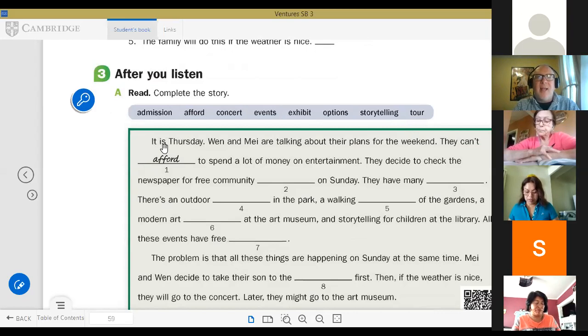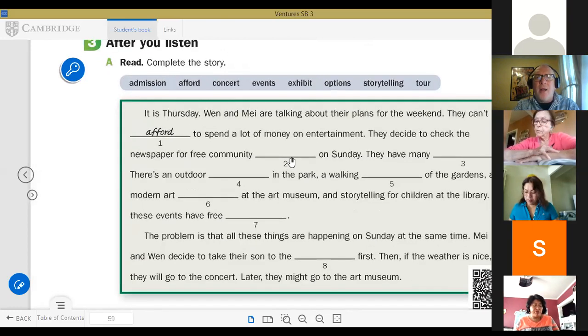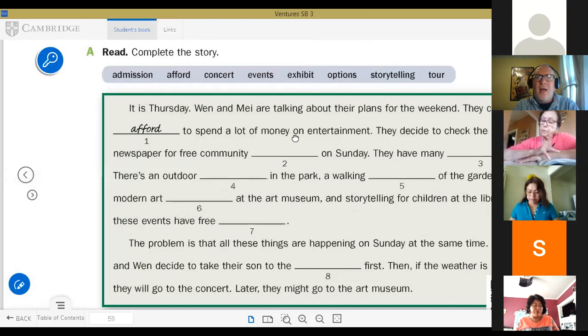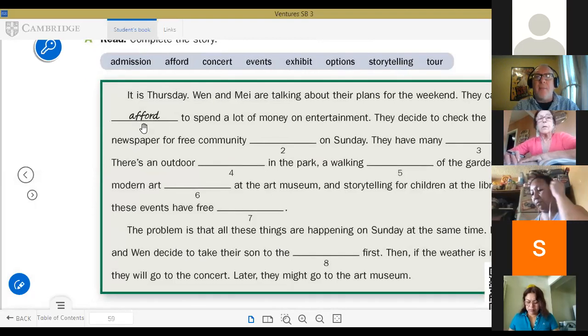Okay, what does it say? It is Thursday. May and Wen are talking about their plans for the weekend. They can't afford to spend a lot of money. What does it mean, afford? What does afford mean?